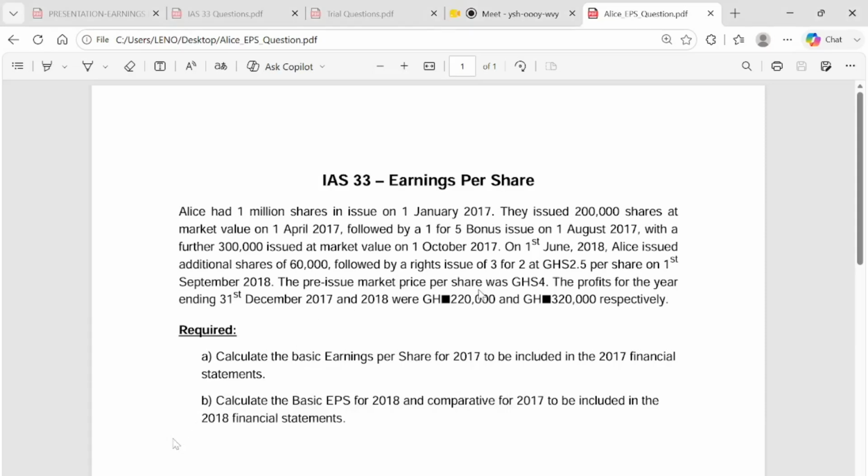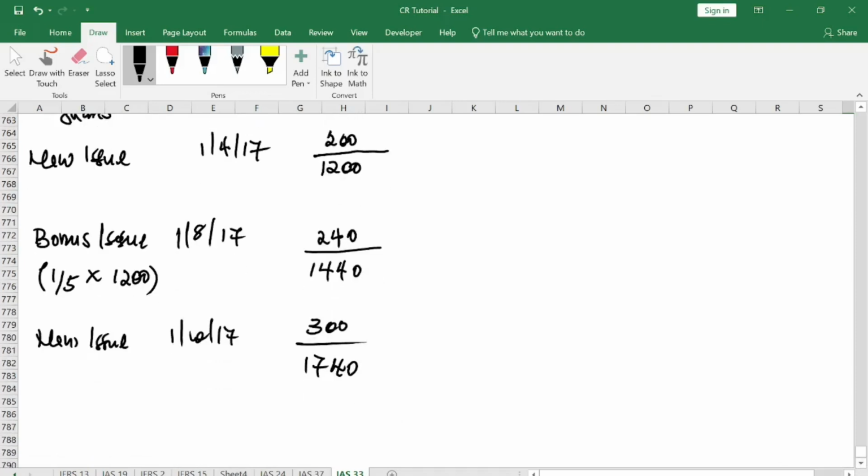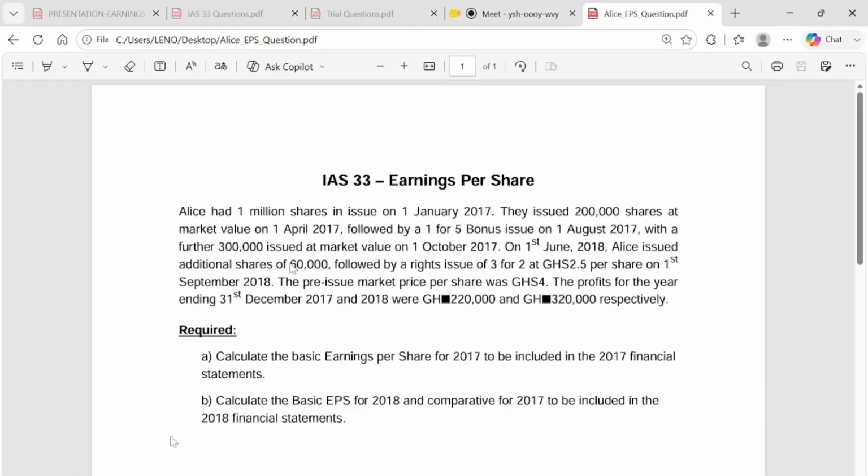Did they issue any share? Yes, they issued another share on 1st October 2017. That's 300,000. So that gives you 300. So when you add it, you have 1,740. Now let's go. Did they issue any share again? Yes, they issued, but this time around they issued it when?